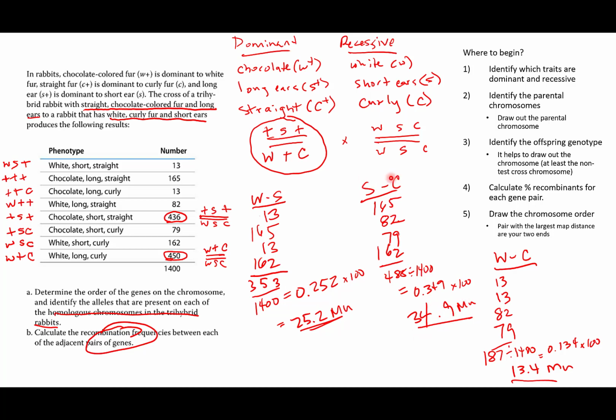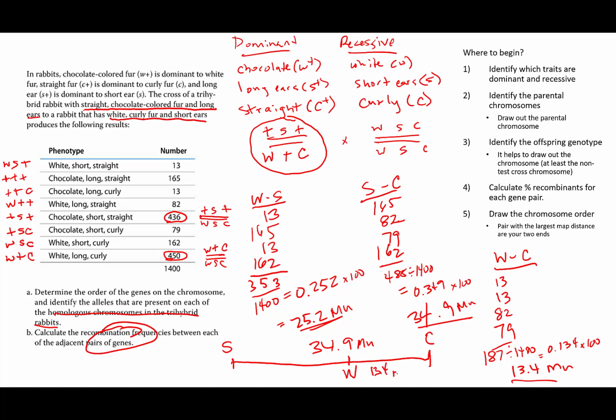So if I draw out what the chromosome would look like, let's just draw it like this. I'm going to put S over here, C over here. This is 34.9 map units. Okay, and then I can take my smallest one. So my smallest is going to be the 13.4. That's WC. So that means W is going to be closer to C than to S. So I will draw that in, put it right about here. Say here's my W.